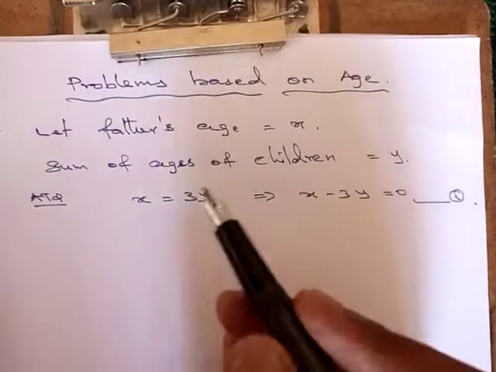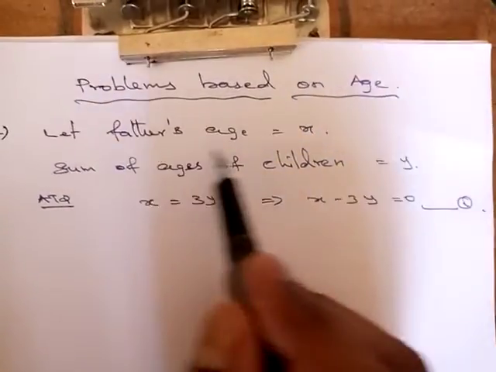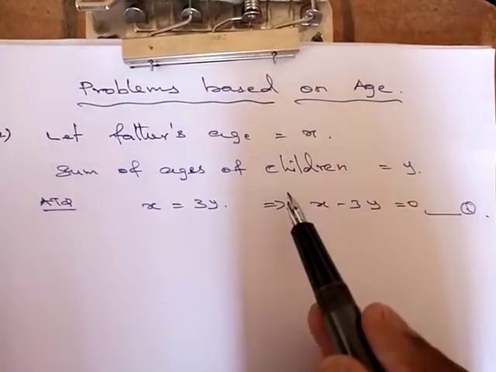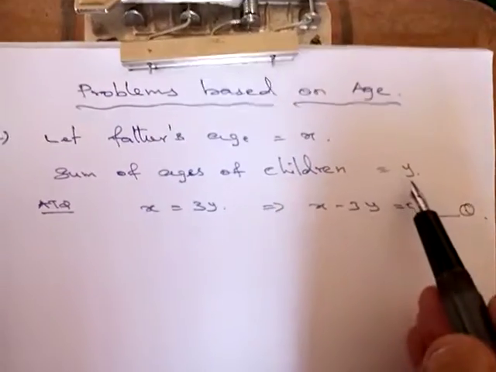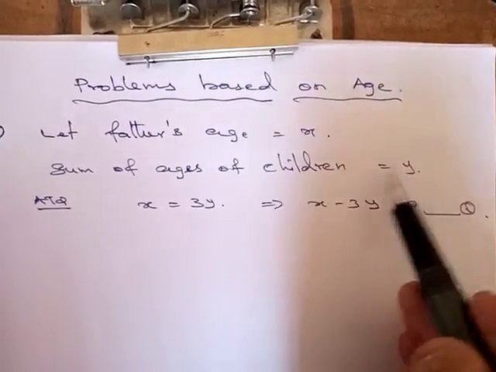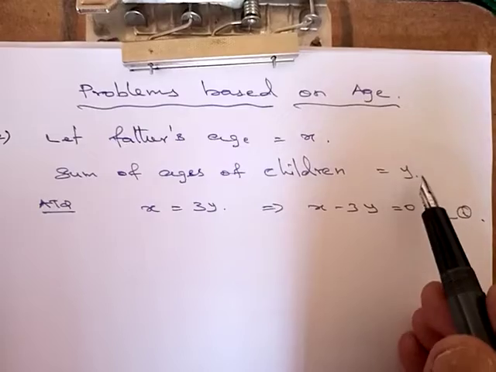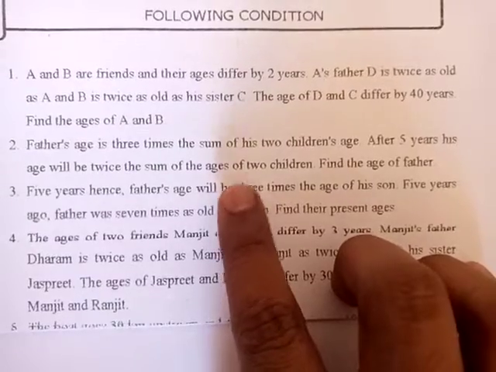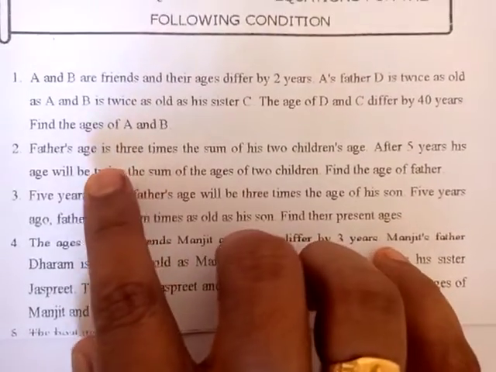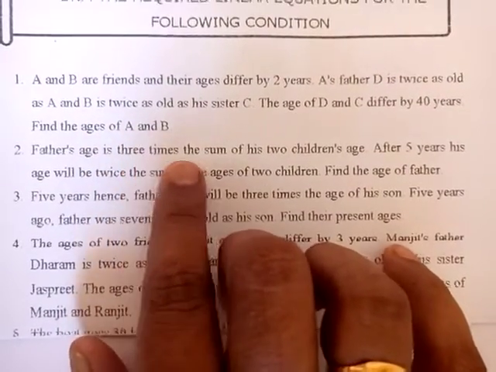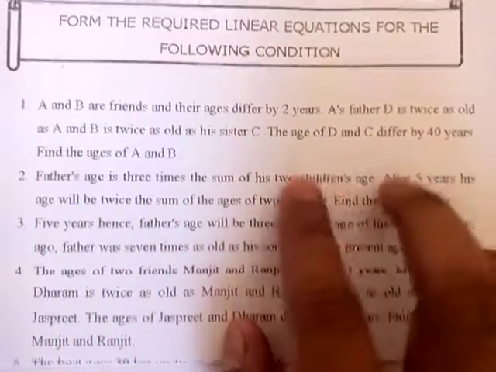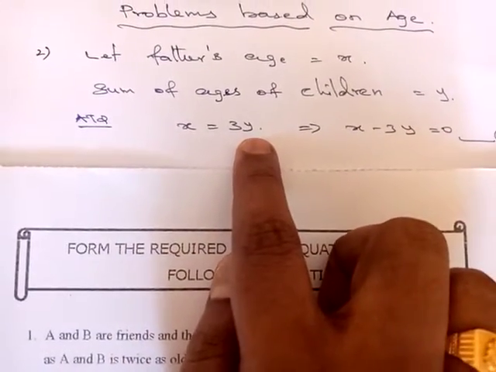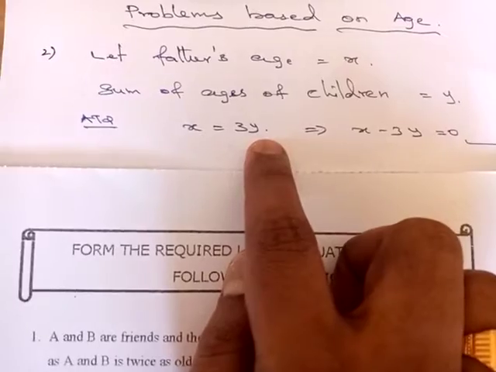So here what we have to take: father's age is equal to x years, and the sum of the ages of the two children is y. I don't know the individual age of the children, that's why I am taking the sum of the ages as y. According to the condition, father's age is 3 times the sum of the two children's ages. So x is equal to 3y.